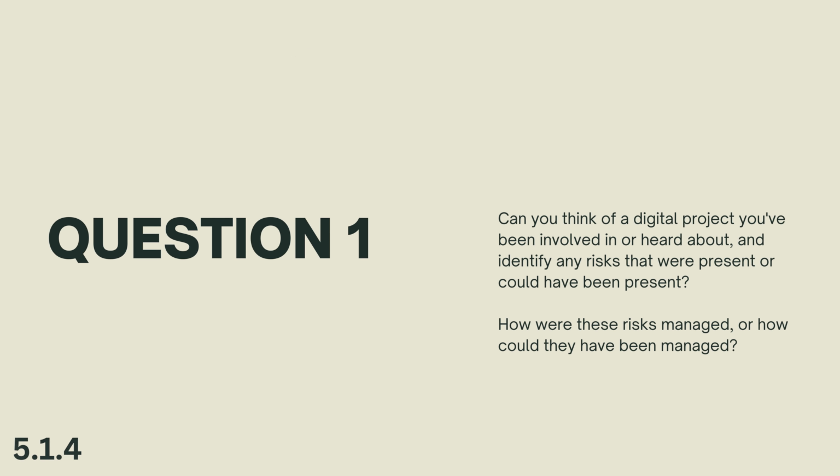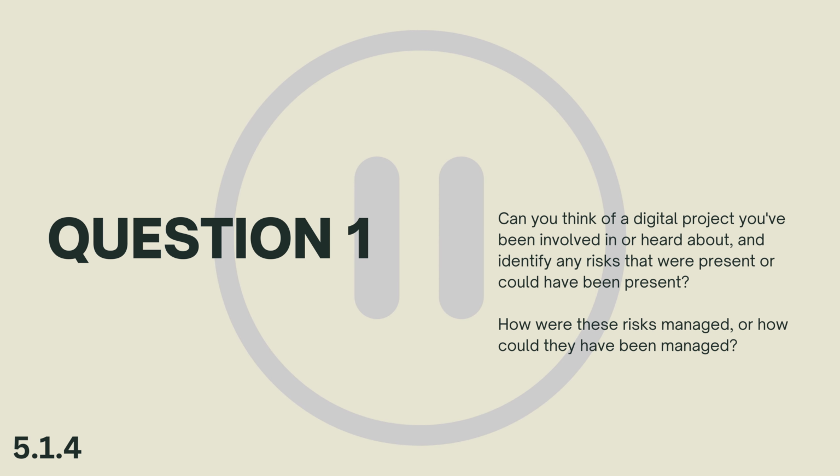Now that we've covered these key risks, I'd like you to think about this question. Can you think of a digital project you've been involved in or heard about, and identify any risks that were present or could have been present? How are these risks managed, or how could they have been managed? Take a moment to consider this. You might want to pause the video and jot down your thoughts. In our next section, we'll be discussing project constraints, so make sure you're ready for that.